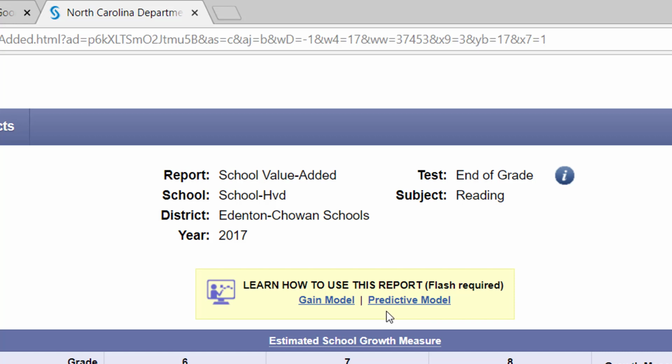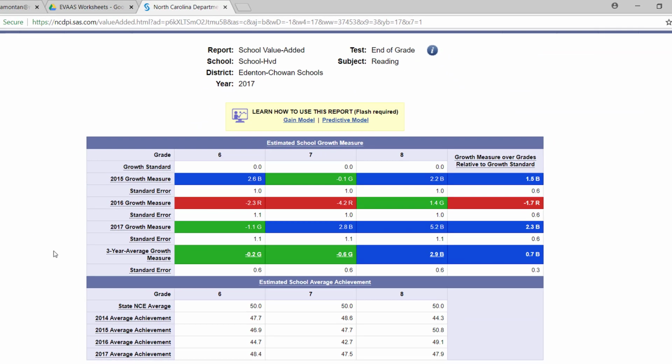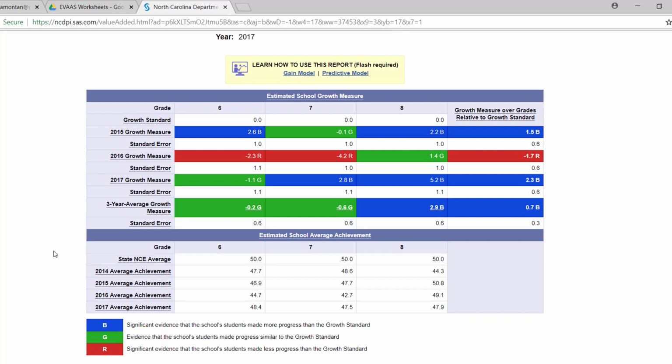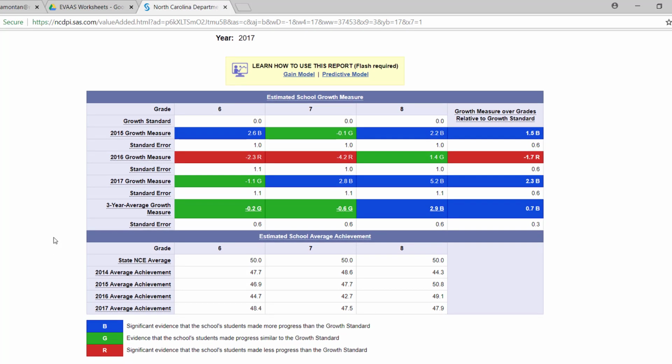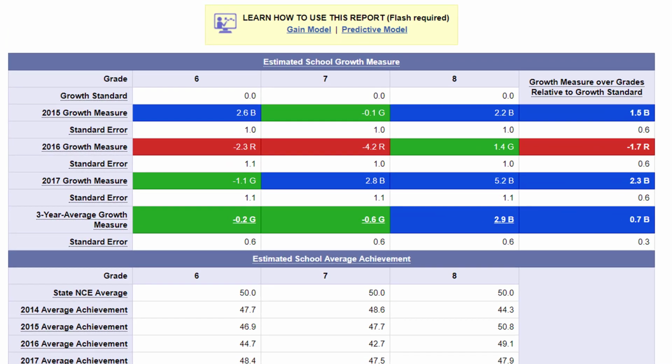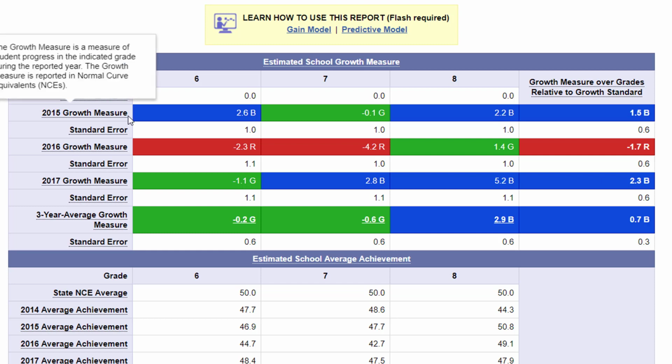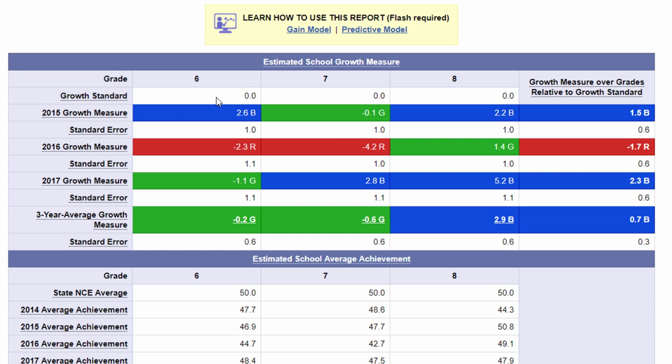We'll look at both models and how you read each one of them, because they are a little bit different, even though the idea behind it is the same. This is the gain model. So we are looking right now at an end of grade reading, and we see grades 6, 7, and 8. And you would read this the same whether you were looking at your K2 model or whether you were looking at your model in middle school and elementary school.